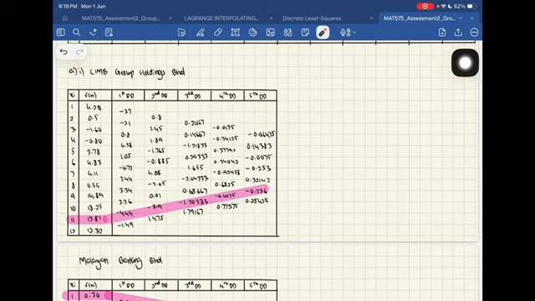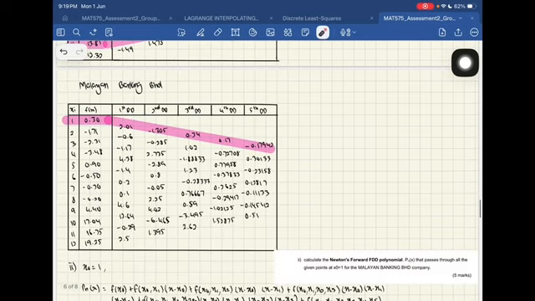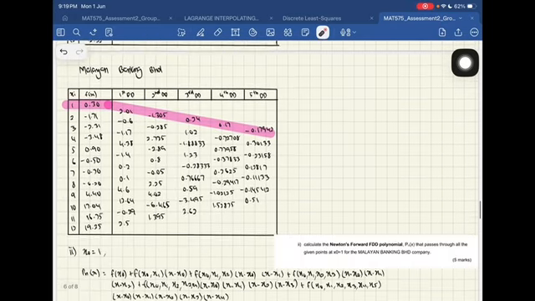For the fourth DD, 0.14667 minus 0.21667 over 5 minus 1, and then you will get the answer. And for the last order, the fifth DD, negative 0.34125 minus negative 0.0175 over 6 minus 1, and then you will get the answer. Just do the same working step for both companies.